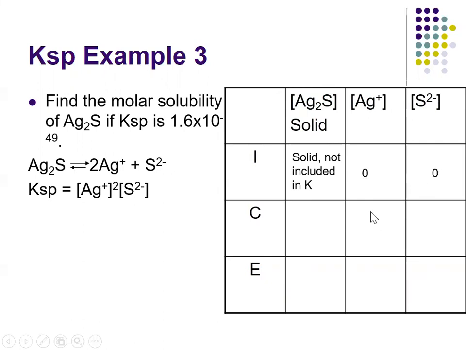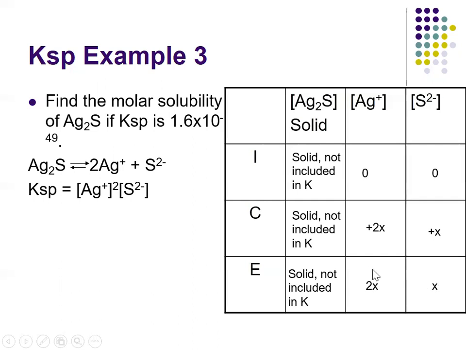Right. So now what's my change of Ag+? 2x. Why is it 2x and not just x? It has a coefficient of 2 in front of it. What's my change of S2-? x. So this is still solid. I don't care about that. You don't have to really write this. The first one kind of shows you what they were. So what's my E of Ag+? 2x. And then this is x, correct?